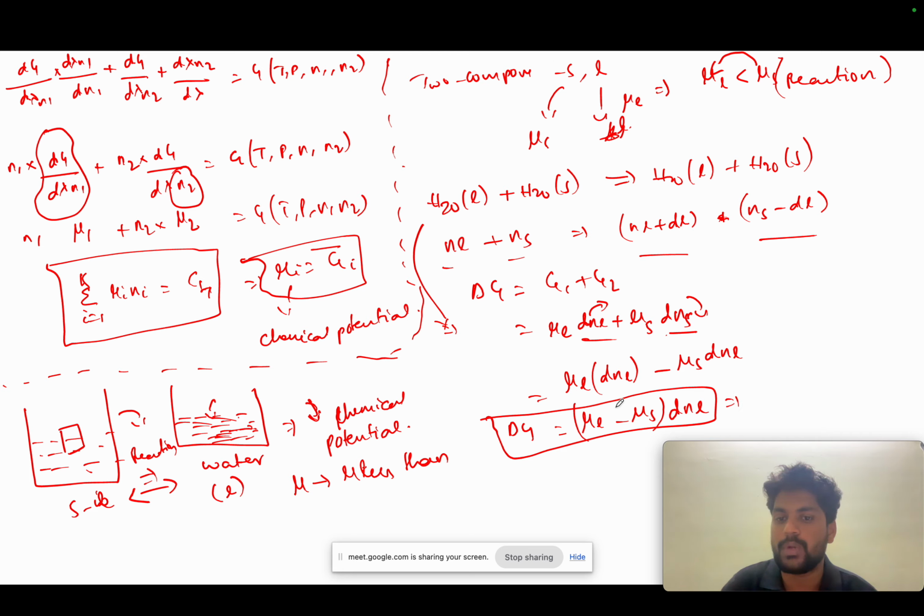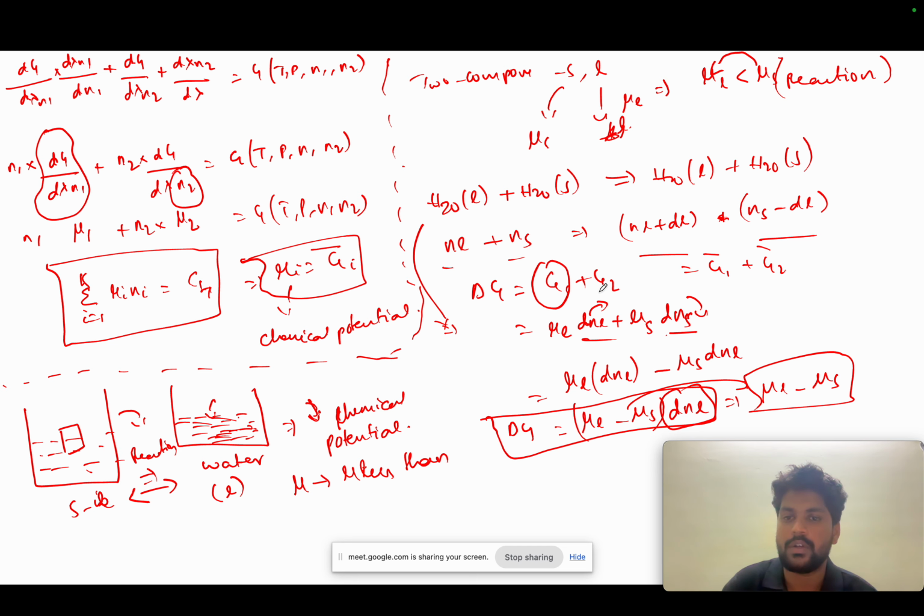So now the more important factor is mu L minus mu S, because we are talking about the partial molar quantity. That's why I have taken the Gibbs energy of initial, suppose G1 by G2, and it is equal to the partial way. If I am talking about partial, then mu I comes in. So that's why I have written mu L, mu S. Now mu L minus mu S is there.